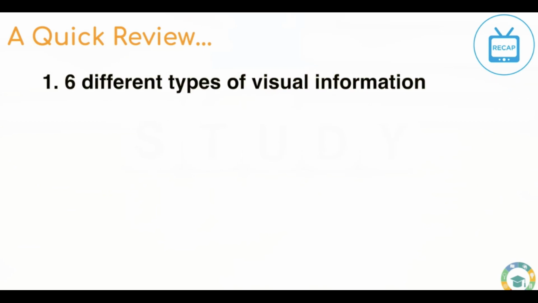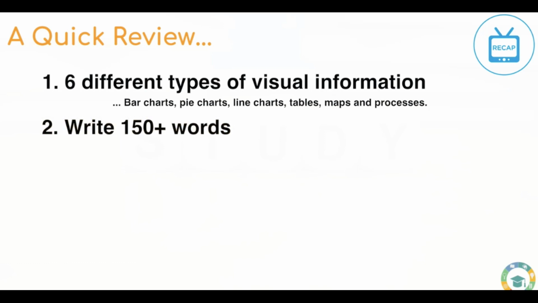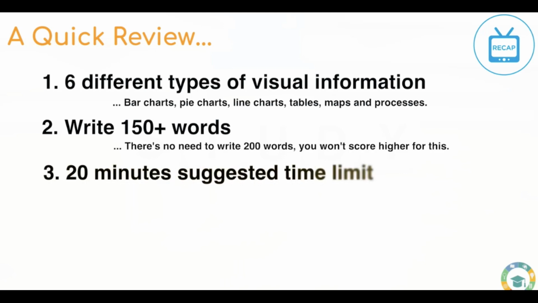To recap, there are 6 pieces of visual information or different questions that you might see on IELTS Writing Task 1. That could be different kinds of charts, maps or processes, which are actually like diagrams. There is a suggested word count of 150 plus words. Any less and your score will receive a penalty, though you don't get more marks for writing more than 150 words. You have a recommended time limit of 20 minutes to complete this task.